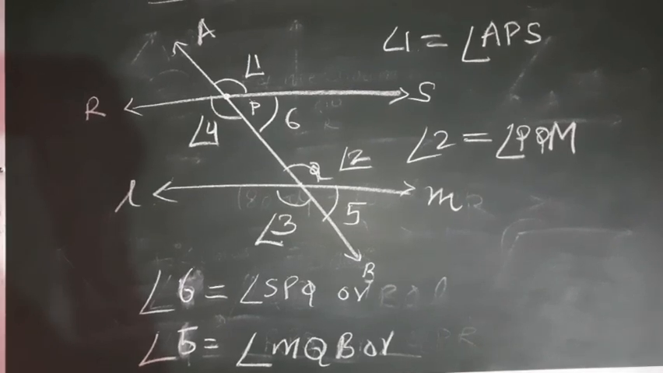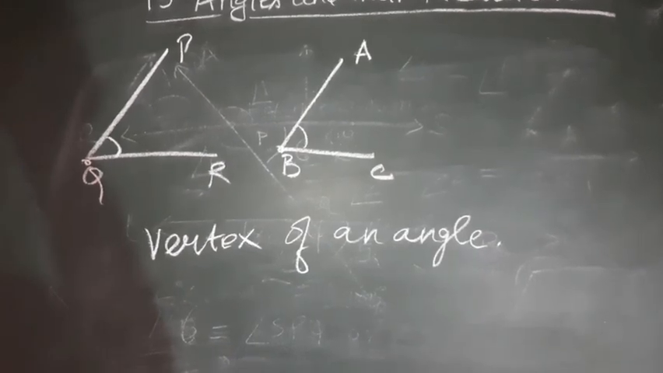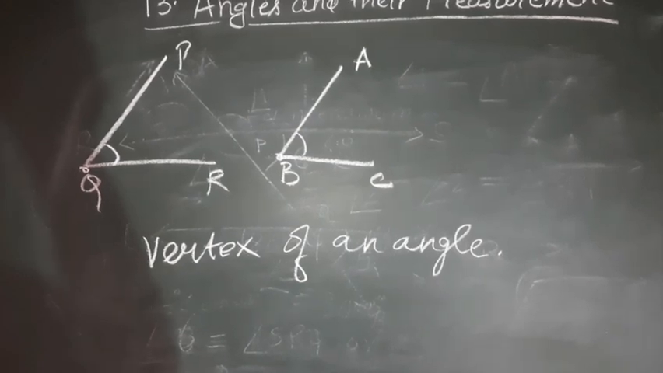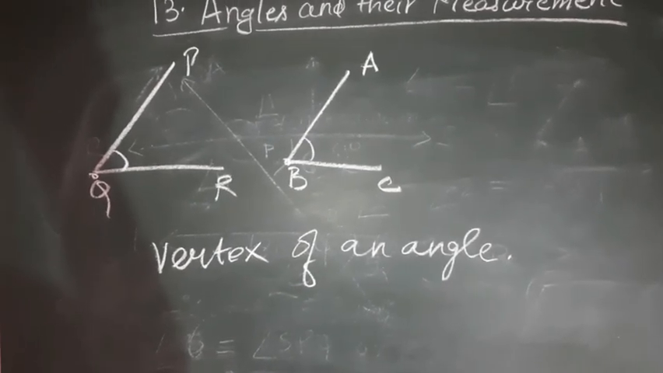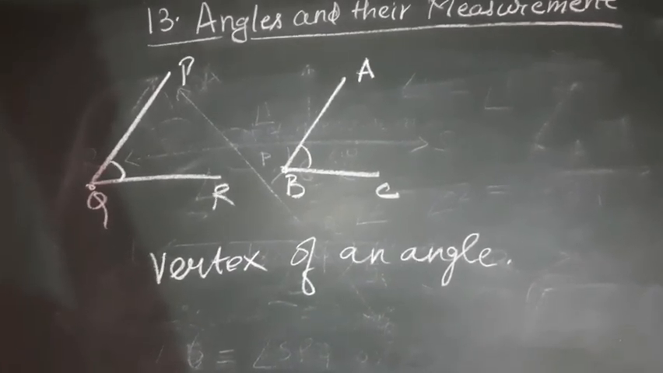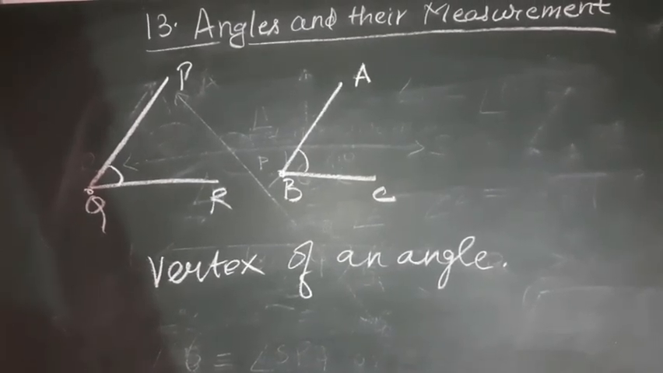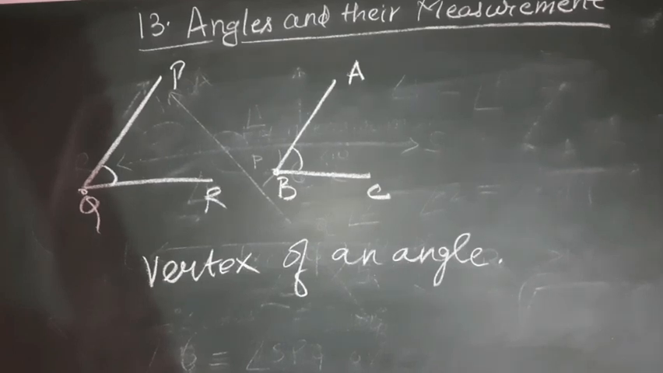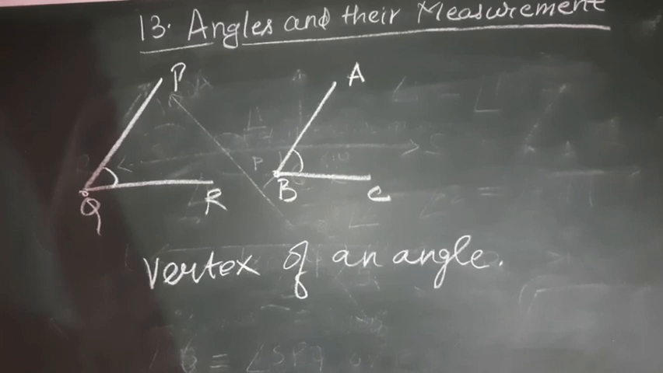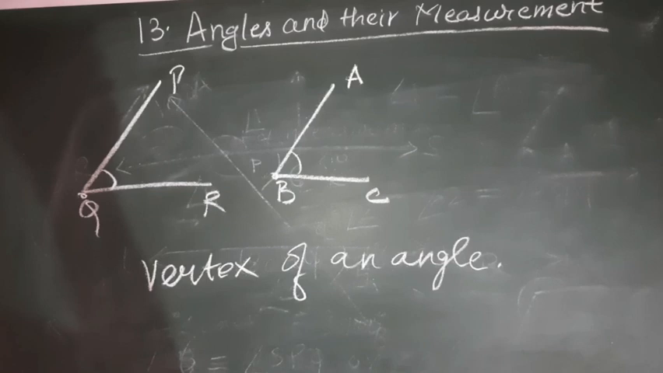Now we will move to the next topic of this chapter. So students, the next topic is vertex of an angle. Now what is a vertex of an angle? The vertex of an angle is the point at which the two rays meet to form the angle. So as you all can see, PQ and QR meet at the point Q. So Q will be the vertex of angle PQR. In the same way, the ray AB and the ray BC meet at the point B. So B will be called the vertex of the angle. So I hope you must have understood about vertex. Vertex of an angle is the point at which the two rays meet.